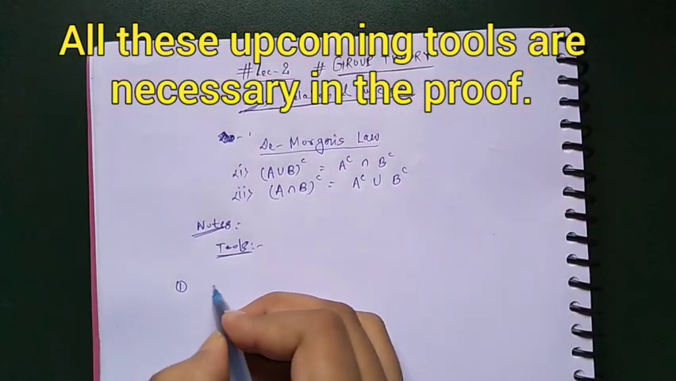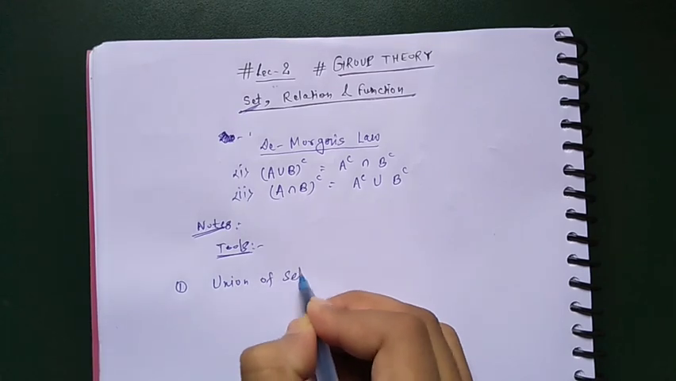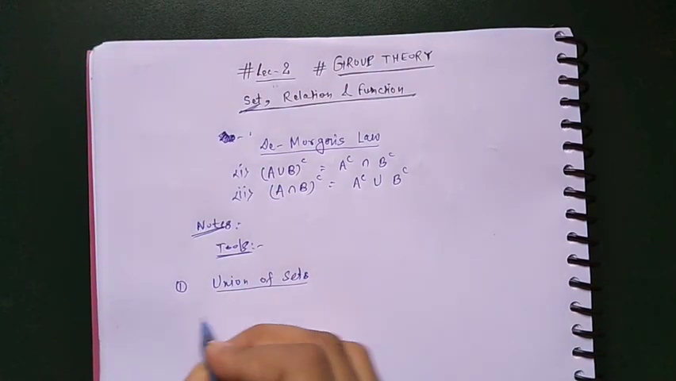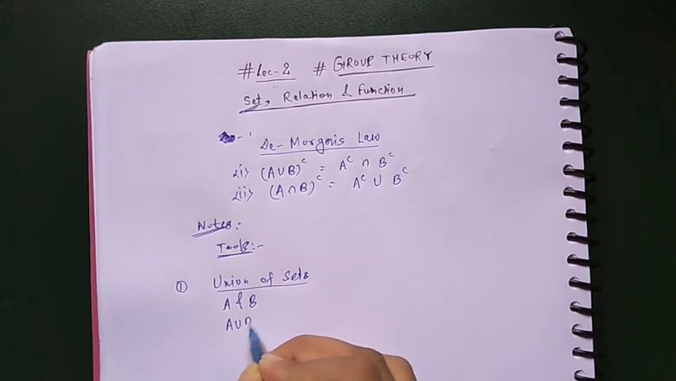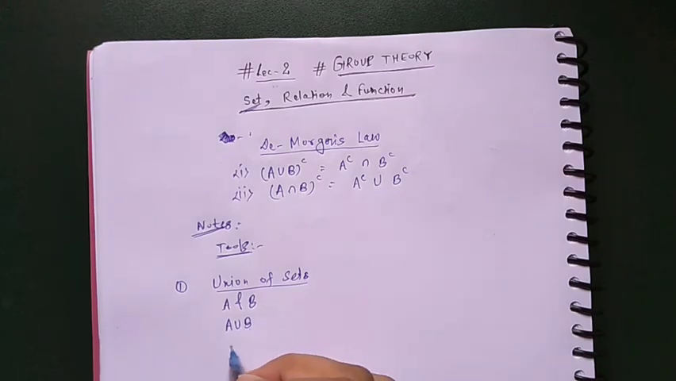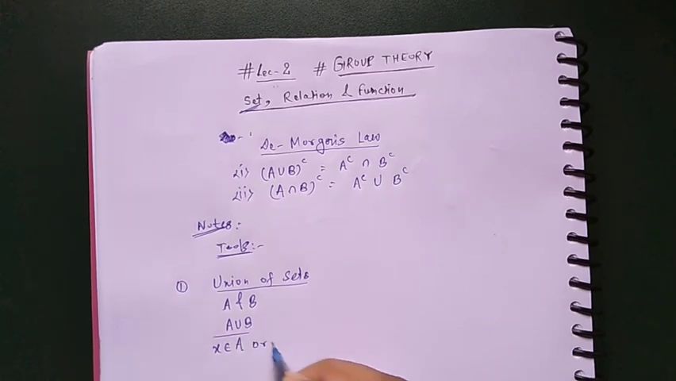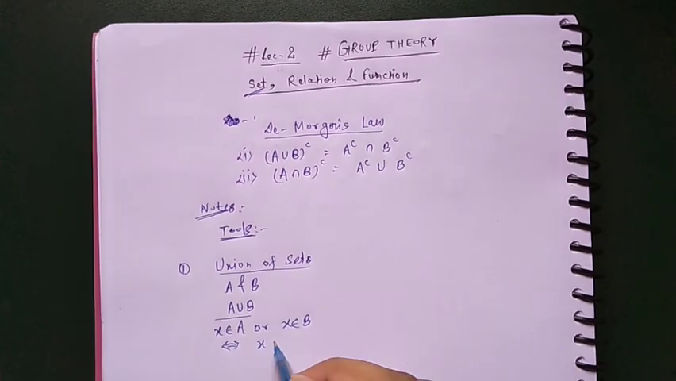The tool number 1, union of sets. Let A and B be two sets, then the union of these two sets is represented by A union B. And if any element X belongs to A or X belongs to B, then we can say that this element X belongs to the union of these two sets, A union B. So the term OR and union will come together. Means if we see the term OR, we will use union, and if we see the sign union, then we will use the term OR.